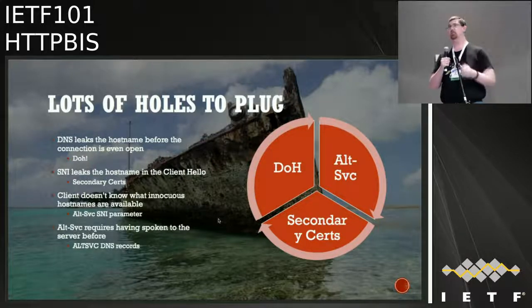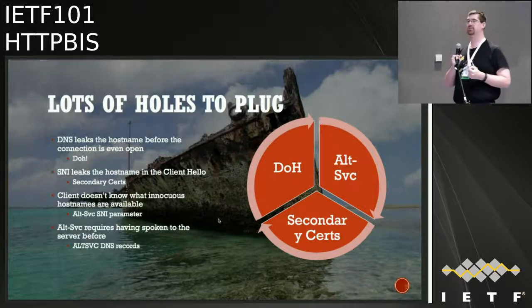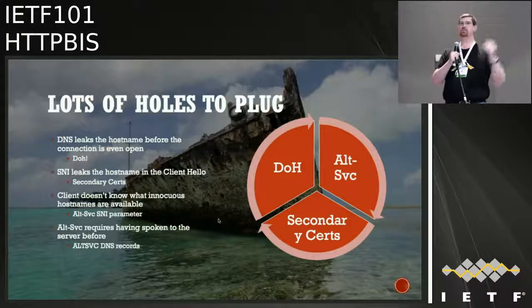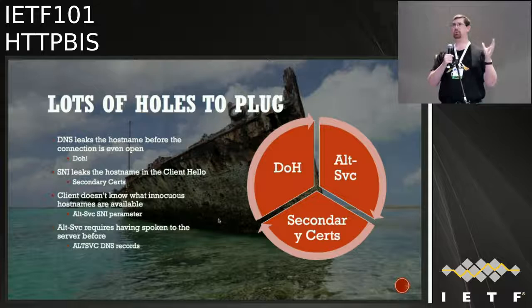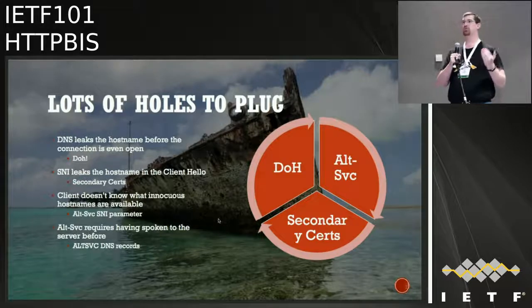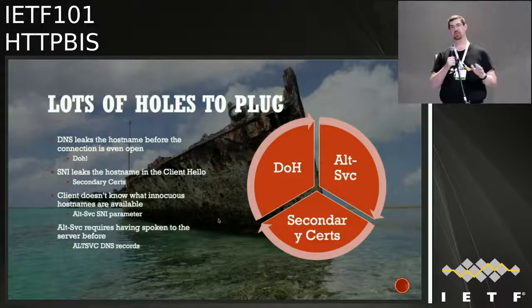So the piece that we're proposing to address that is to extend alt service to allow you to specify, here's the alternative I want you to use, and when you connect, ask for this host name in the TLS handshake. And then you might get back a certificate that covers both host names. You might get back a certificate that's just valid for the one you asked for, and you need to use secondary certs. But either way, it gives you a path to actually approach an alternative with a more innocuous name that is visible on the wire.